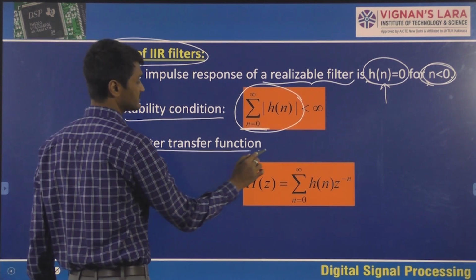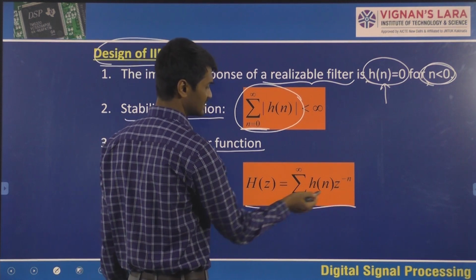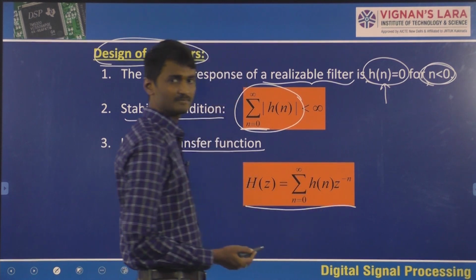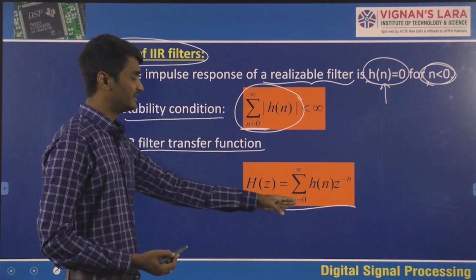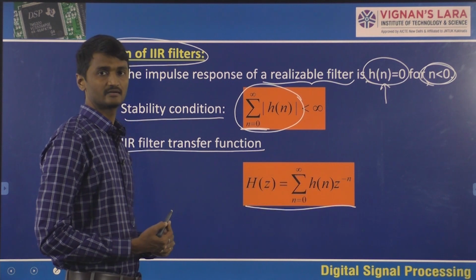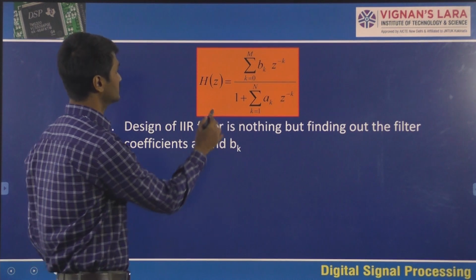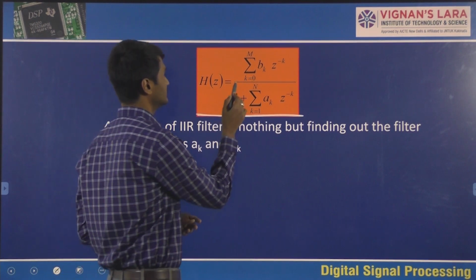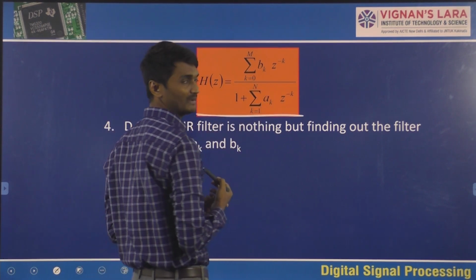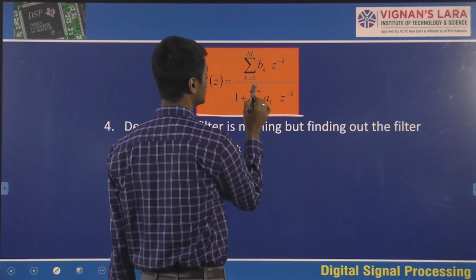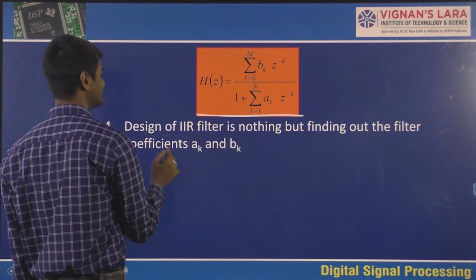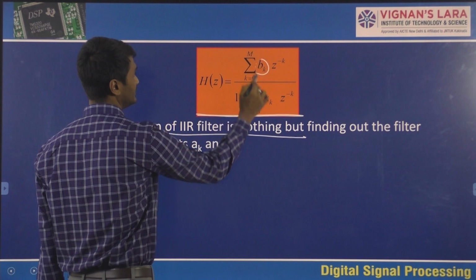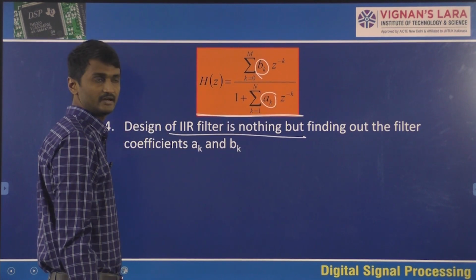The IIR filter transfer function is nothing but the Z transform of h of n. That is, H of Z equals sigma n equals 0 to infinity h of n Z power minus n. We know this is the transfer function of an nth order LCCD: sigma k equals 0 to m bk Z power minus k divided by 1 plus sigma k equals 1 to n ak Z power minus k. So the design of an IIR filter is nothing but finding the filter coefficients ak and bk.